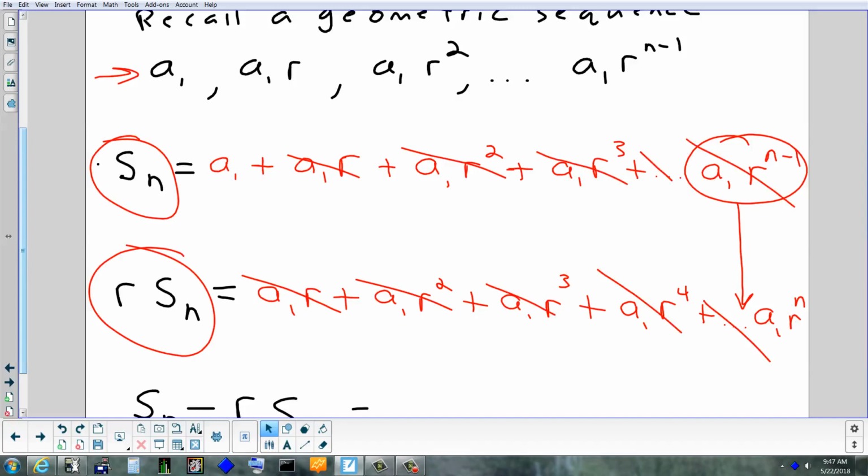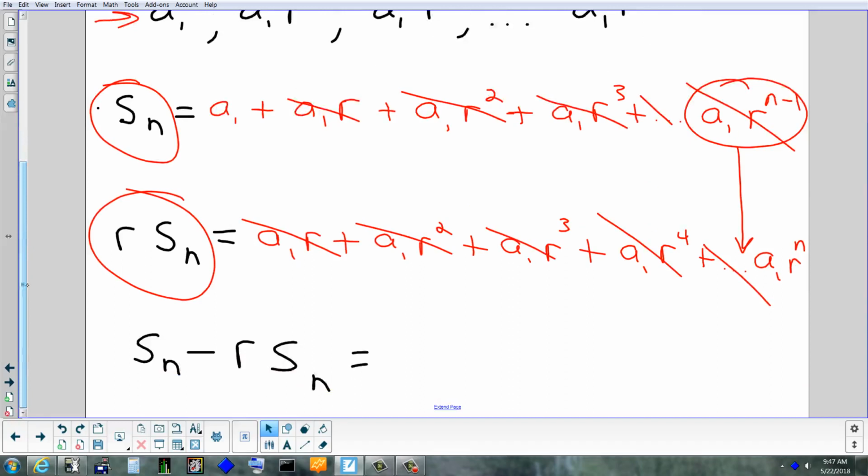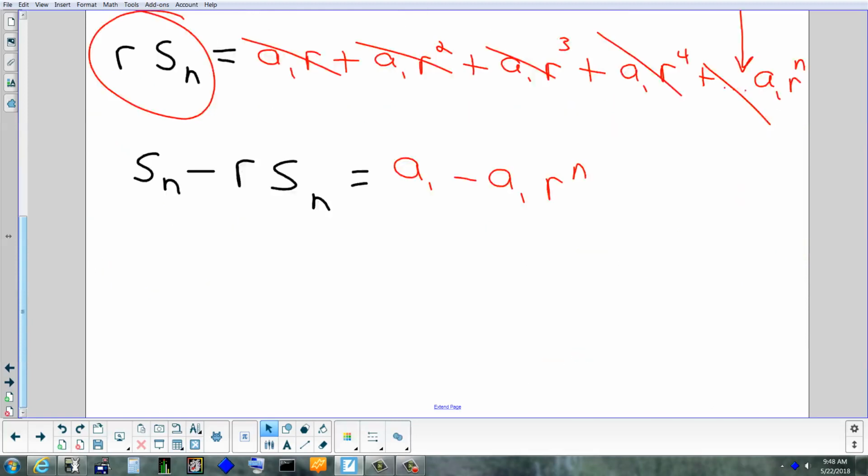So, if you subtract them, a sub 1 is the only term left in the top. Everything else would cancel out. And in the bottom, you're also left with one thing, a sub 1 r to the n. That's not in the top one. That would be over here. It would be after the last one. We can't go after the last one. So minus a sub 1 r to the n. Okay, any questions on that?